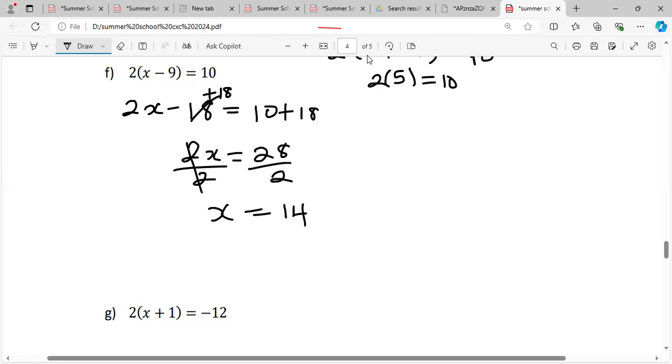Guys, what some persons are not doing is plugging in the number to see if it's correct. You have to do that.